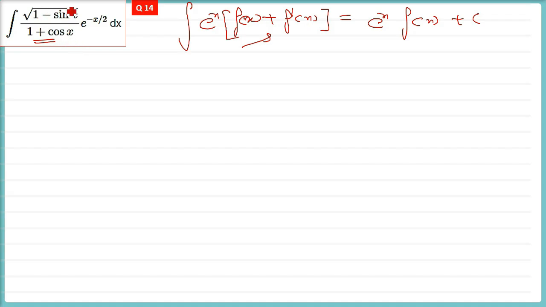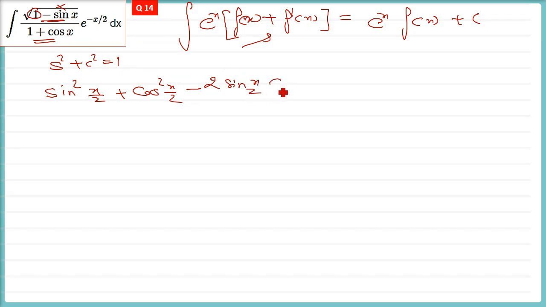How about the numerator? We need to get rid of the root first. So for 1 we can write sin square plus cos square, so let me write sin square plus cos square, and since 1 plus cos x is going to be 2 cos square x by 2, we'll write (sin x by 2 minus cos x by 2) whole square. And this sin x, which is coming afterward, can be written as 2 sin x by 2 cos x by 2. So let me write sin square x by 2 plus cos square x by 2, which will eventually become 1. And sin x is simply 2 sin x by 2 cos x by 2, that you already know. And this is inside our under root. So the whole idea is to get rid of the under root.